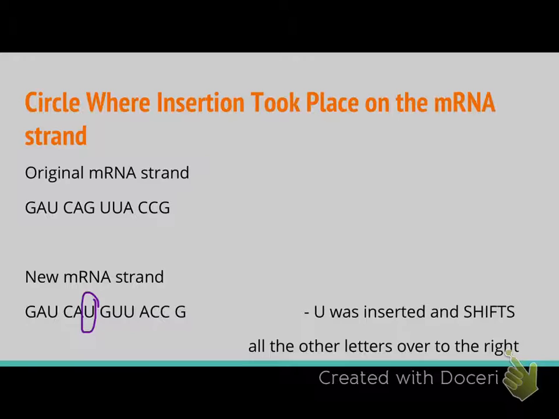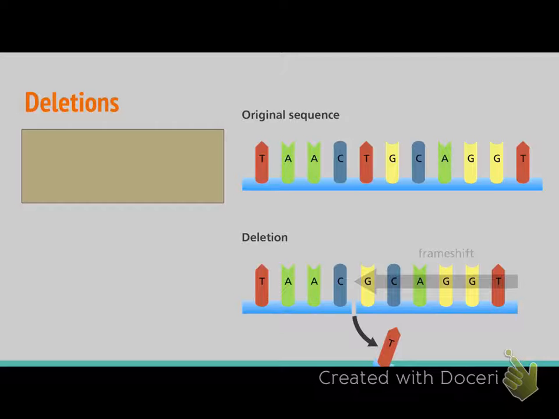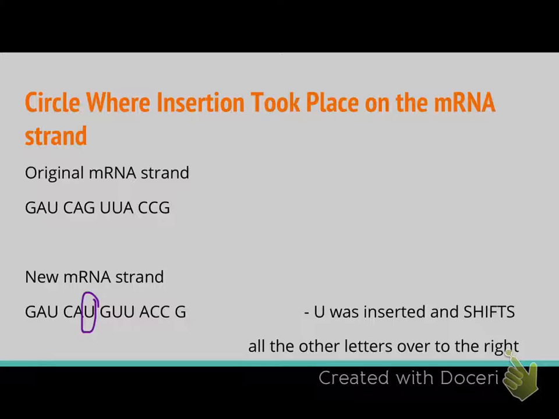Alright, so I circled too fast here on this one. Go ahead and circle where the insertion is on this strand. You can see that the U is extra right here, and you can tell that because then it goes GUU here. There's the GUU there. So this is the extra added in letter. So here everything shifts to the right again.